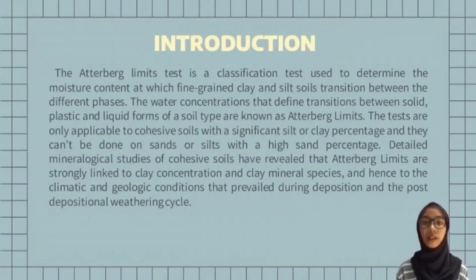Introduction. The Atterberg limit test is a classification test used to determine the moisture content at which fine-grained clay and silt soils transition between different phases. The water concentrations that define transitions between solid, plastic, and liquid forms of a soil type are known as Atterberg limits. The tests are only applicable to cohesive soil with a significant silt or clay percentage, and they can be done on sand or silts with a high sand percentage.